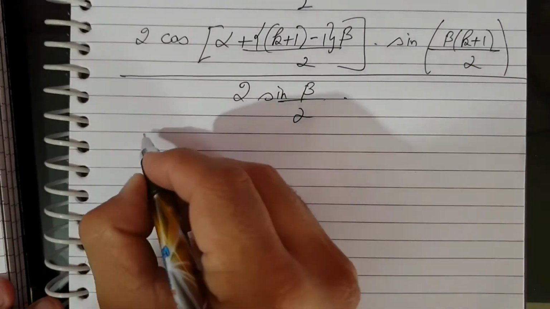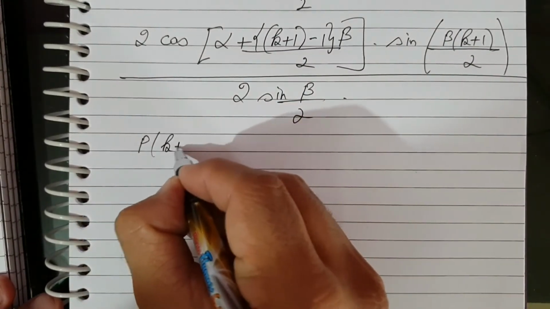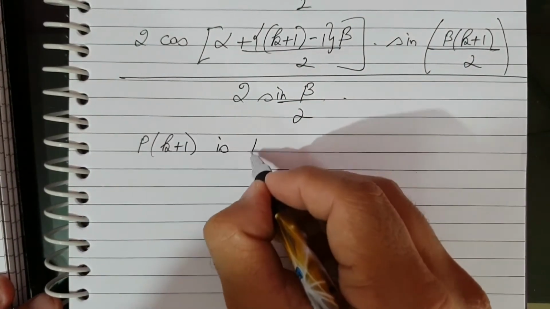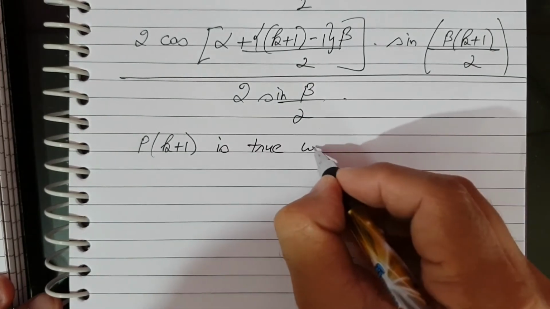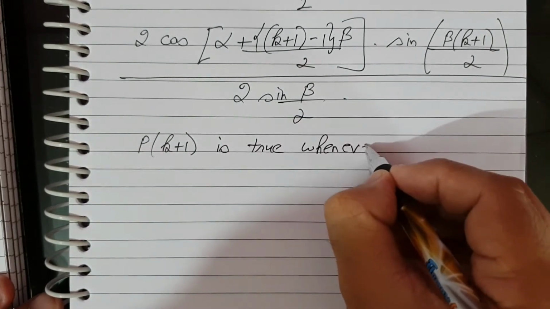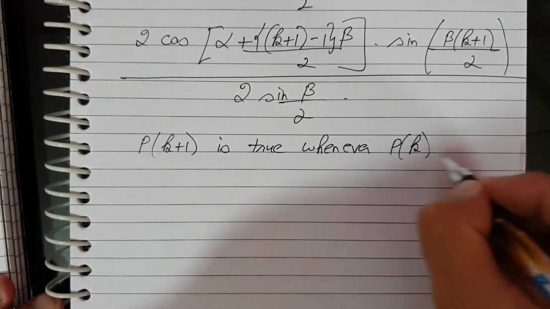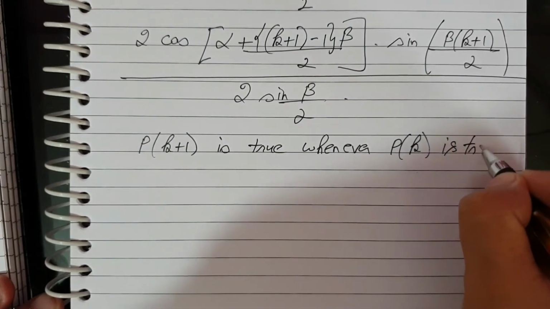So in this case, what we have done is that P(k plus 1) is true whenever P(k) is true.